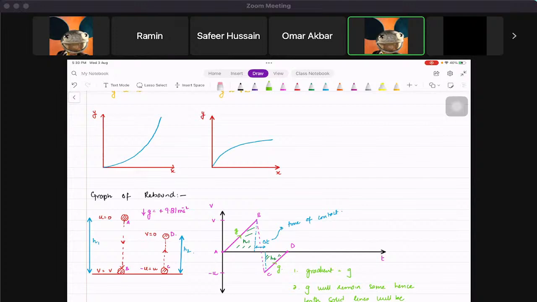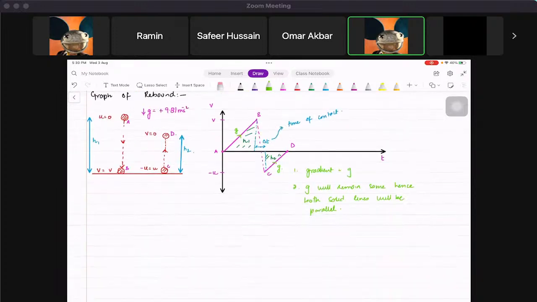Now keeping that in mind, we also need to know about finding the area under the graph. Area under the velocity-time graph, basically, like I said, would give you displacement. And now there are certain cool tricks.